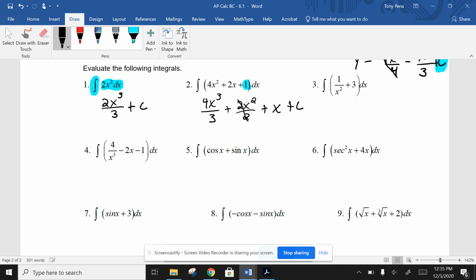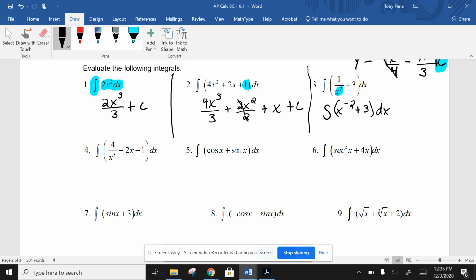Add your c, and then that should be our answer. Now, with these, just like with derivatives, I would strongly recommend rewriting this real quick with a negative exponent, especially now that sometimes when you do a derivative, you're subtracting 1 from the power, and in an antiderivative, you're going to add 1. It's just really easy to mess up your sign. So I would take a second, rewrite this, and then go through with your power rule.